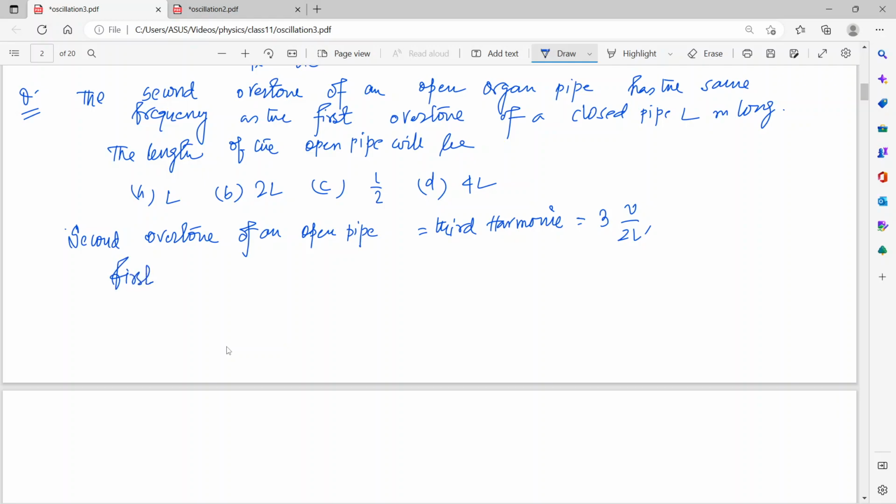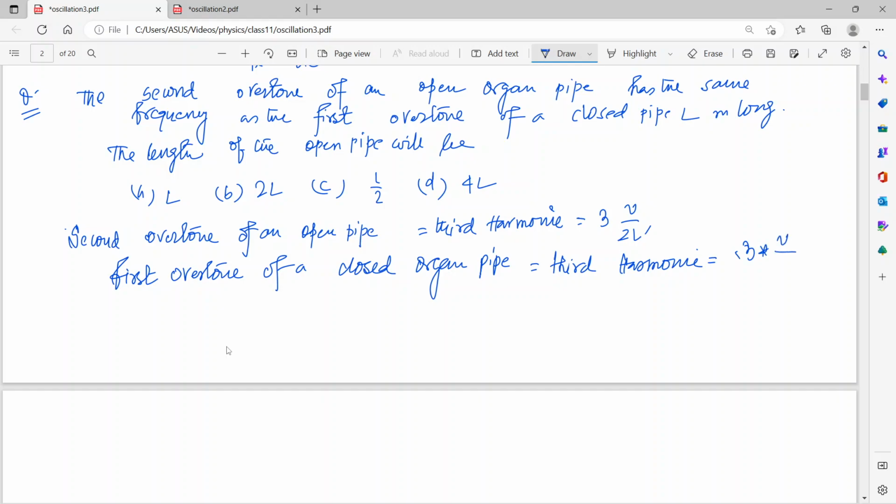And the first overtone of a closed organ pipe is the third harmonic. This is 3 multiplied by V by 4L. So, according to the question, 3V by 2L prime is equal to 3V by 4L. From that, L prime equals 2L, that is a simple thing that we got. The question is like that.